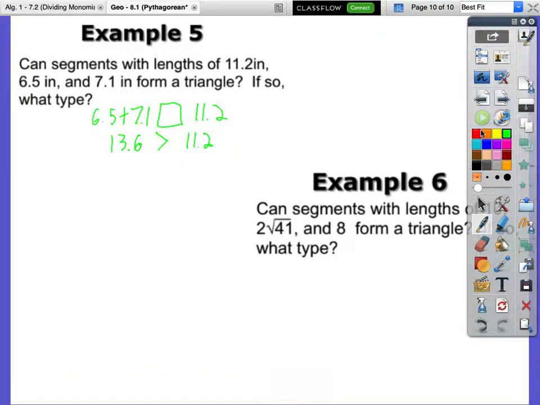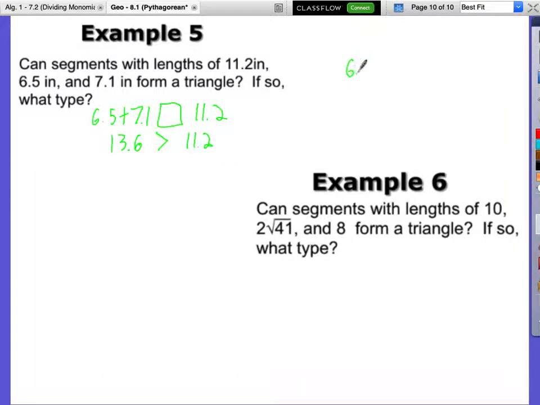You have a few different places you can work. You can do it right below this, or to the right of this, still above it. So you can do 6.5 squared plus 7.1 squared is equal to 11.2 squared. And this can tell us what type of triangle we have. We already know it can form a triangle because the smallest two sides added together are greater than the third side. So now we can check what type of triangle this is.